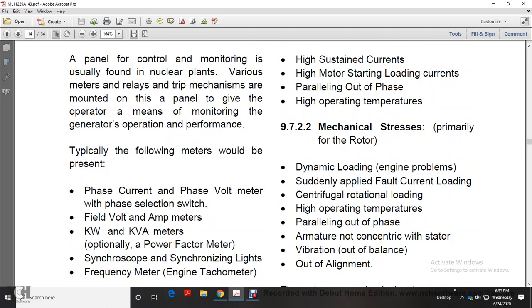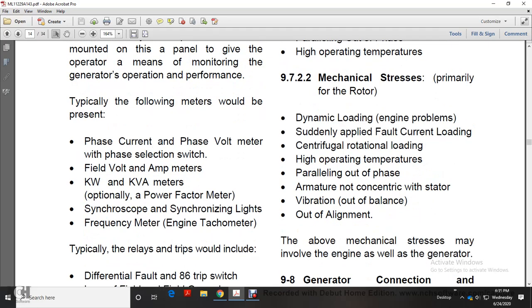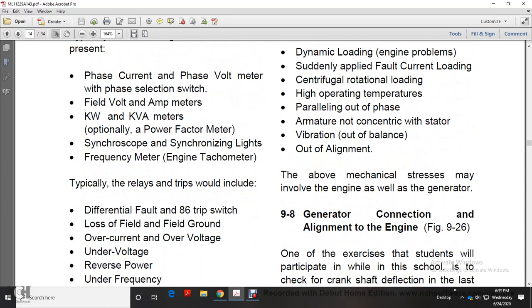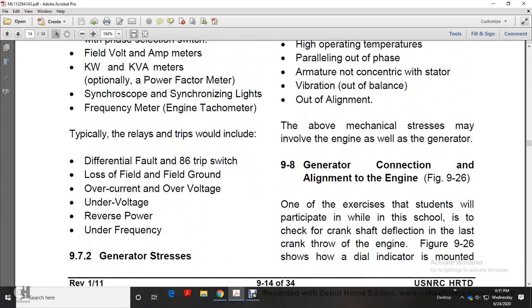9.7.2.2 Mechanical stress, primarily from the rotor: dynamic loading and engine problems, suddenly applied fault current loading, centrifugal rotational loading, high operational temperature, parallel out of phasing, armature not concentric with stator, vibration, out of balance, out of alignment. The above mechanical stresses may be involved with the engine as well as the generator. 9.8 Generator and engine connection alignment, figure 926. One of the exercises the student will participate in while in school is to check the crankshaft deflection with the last of the crank throw of the engine, figure 926.